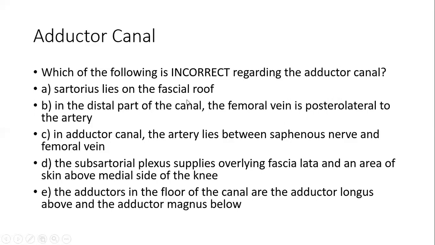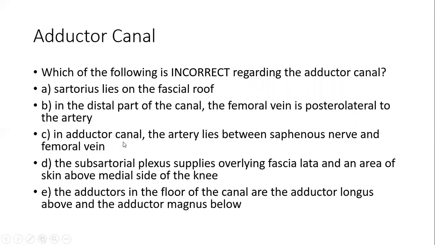Sartorius lies on the fascial roof. That's a true fact. In the distal part of the canal, femoral vein is posterolateral to the artery. If you remember the course of the femoral vein and artery in the adductor canal, you will come to know that the femoral vein at first lies posterior to the artery within the adductor canal. Then as it further ascends and finally reaches the apex of the femoral triangle, it comes to lie on the medial side. So in the adductor canal, it either lies posterior or posteromedial to the artery.